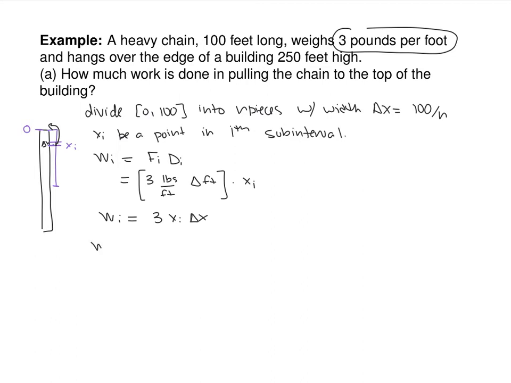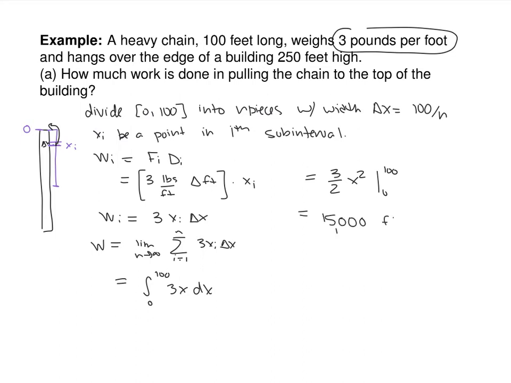And so the total work is equal to the limit as n goes to infinity of a sum of all these things, or an integral from 0 to 100 of 3x dx. And once you get the setup, most of these integrals should be really, really easy. So this will equal 3 over 2 x squared from 0 to 100, which ends up giving you 15,000 foot-pounds.